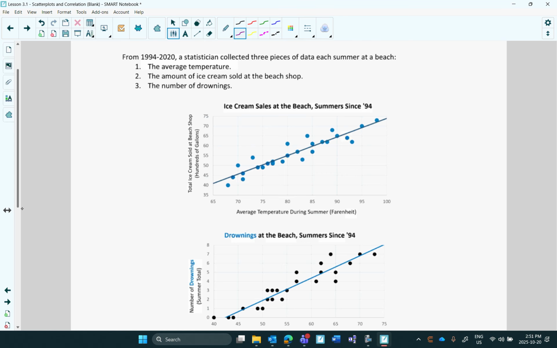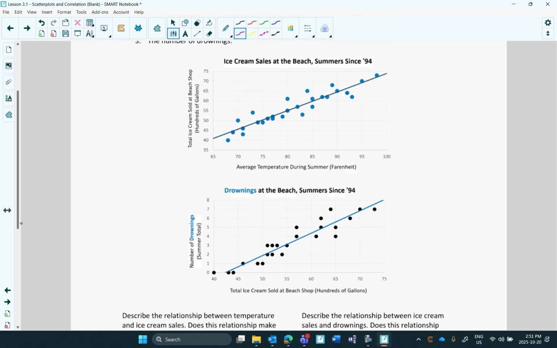The next 2 that were compared were the amount of ice cream sold and the number of drownings, which is sort of an odd 2 variables to compare, but anyway, we see that the relationship is positive, linear, moderate to moderately strong. Yeah, I mean, it's still pretty strong. Doesn't really look like there are any outliers. Okay?